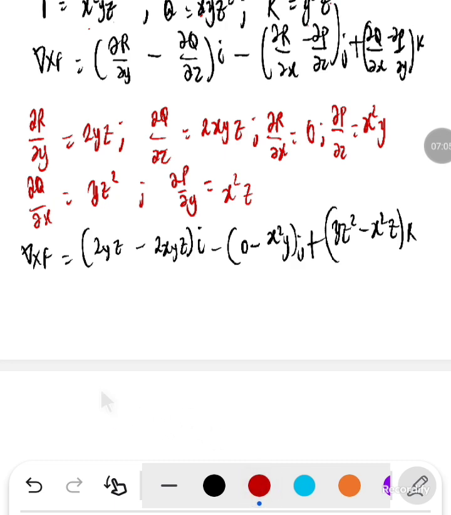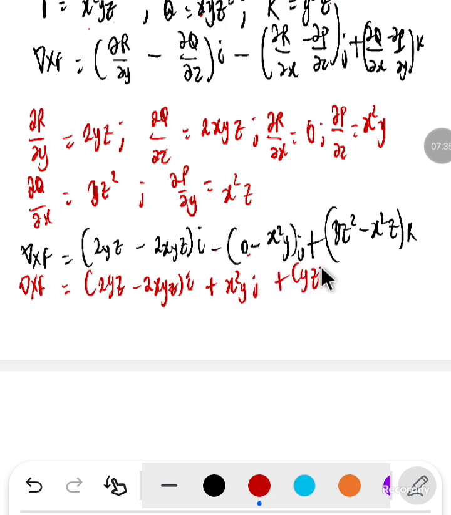So what are we going to do next? Yeah, so we can simplify this, so that we have the curl of f finally equal to 2yz minus 2xyz, then i, then minus 0 minus x to the second power y, so that's going to give us negative x to the second power y. Then negative times negative will give us positive, so we have positive x to the second power, then j, then plus yz to the second power minus x to the second power z.